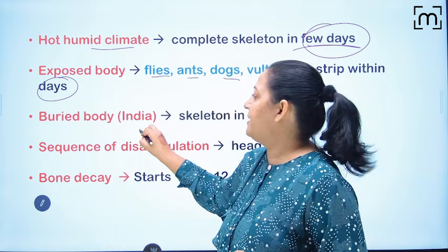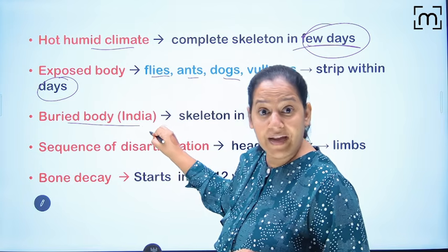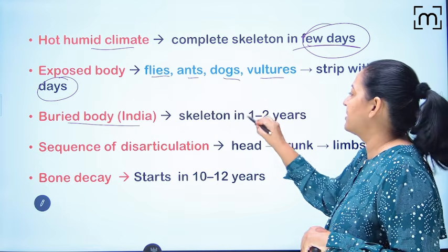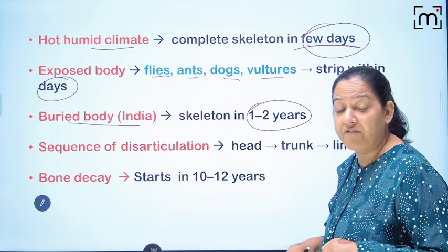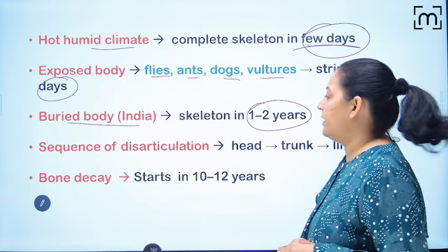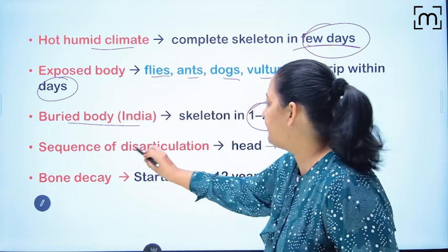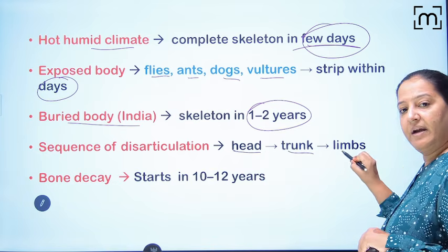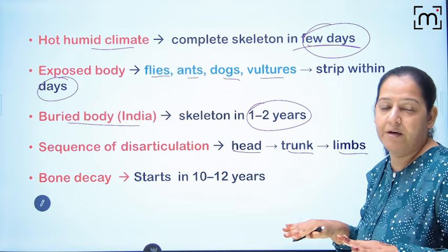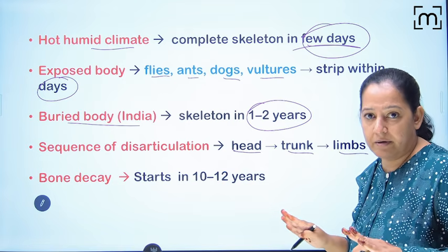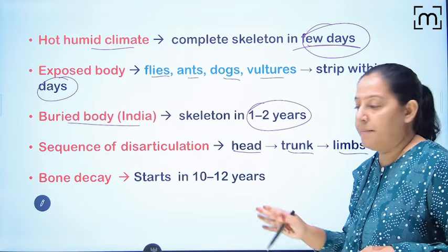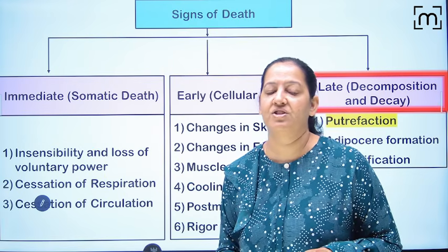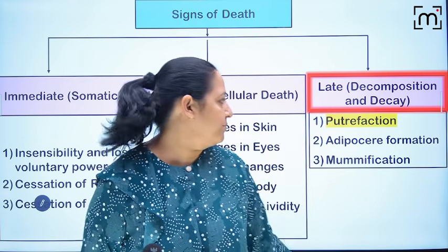In buried bodies in India, I'm talking about Indian soil, skeletonization occurs in 1 to 2 years after burial. And the sequence of disarticulation in a buried body: first the head disarticulates, then the trunk, then the limbs. I'm not talking about the burnt, I'm talking about a buried body. And bone decay takes 10 to 12 years. So that is about skeletonization and we are done with putrefaction.